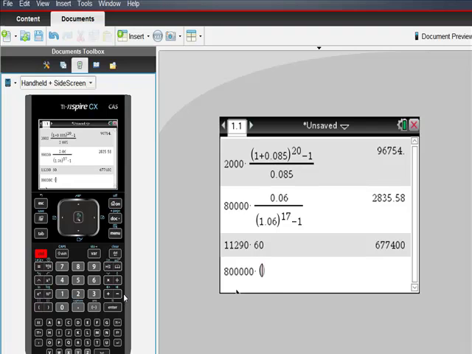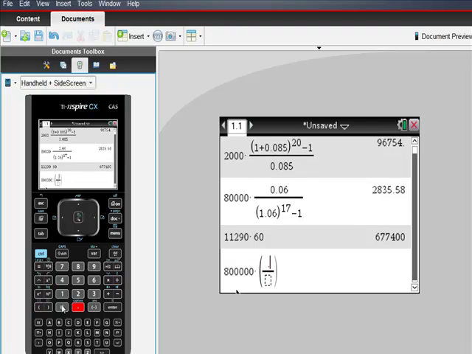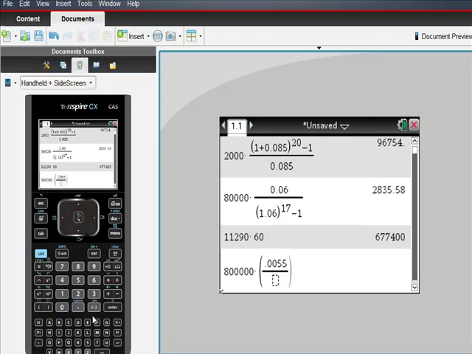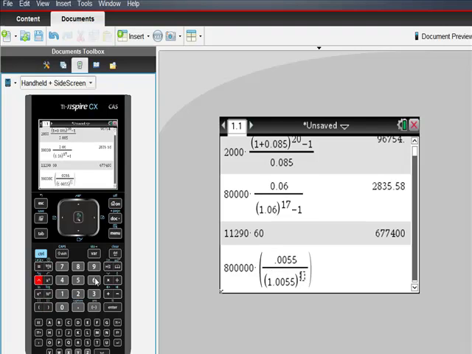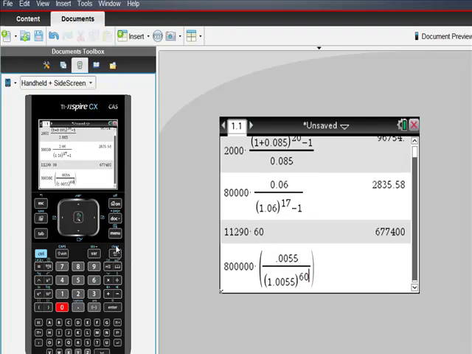And I'm going to do the quantity. And remember, we had 0.0055 at the top. At the bottom, we had 1.0055, and then brought it to the power of 60. This is really important that you do this correctly. Remember to move your cursor, because you don't want 60 minus 1. You want this whole thing minus 1.